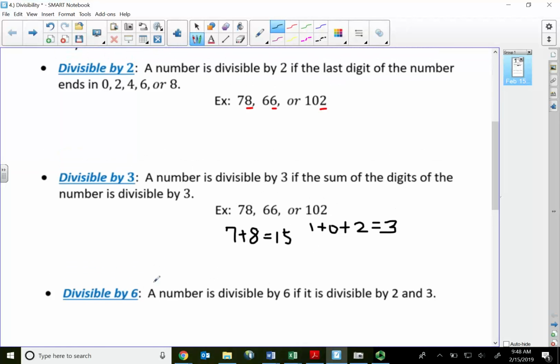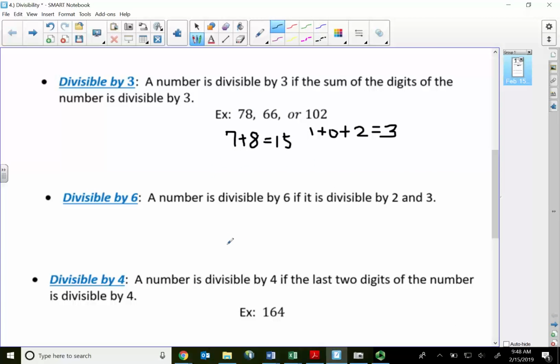Divisibility by 6 says a number is divisible by 6 if it is divisible by 2 and 3. My examples up here, 78, 66, and 102, these three numbers are all divisible by both 2 and 3. Therefore, these three numbers are also divisible by 6. You have to be divisible by 2 and 3 in order to be divisible by 6.